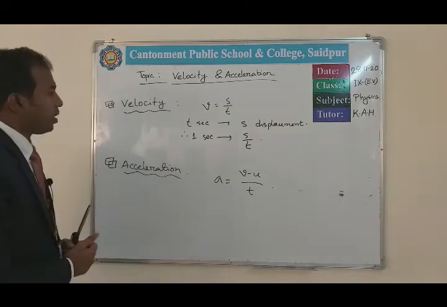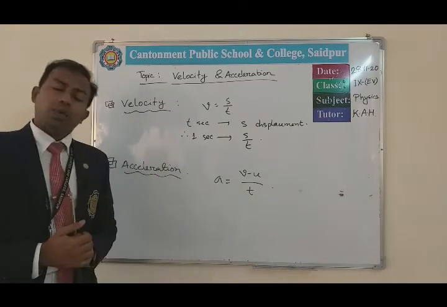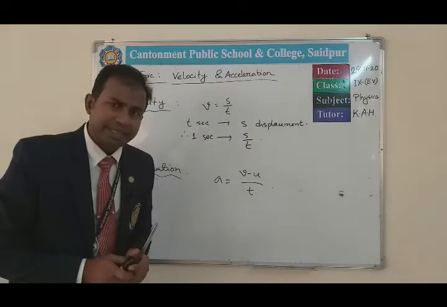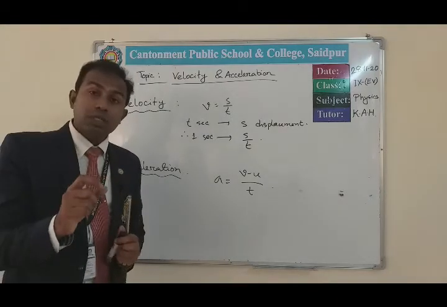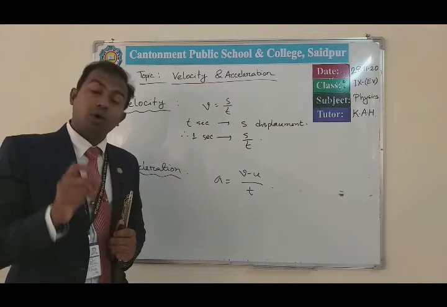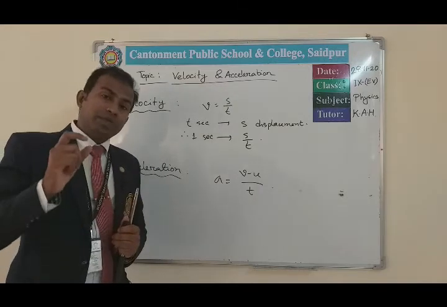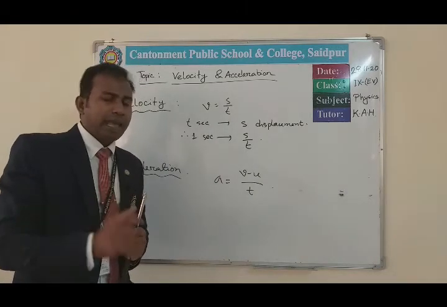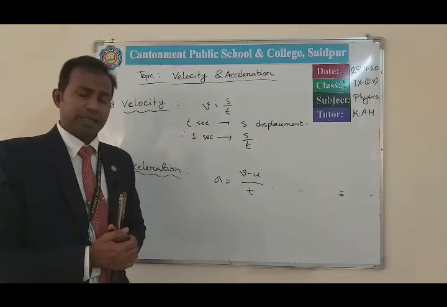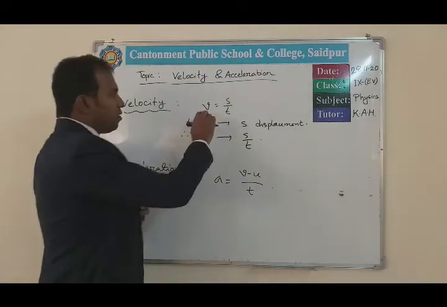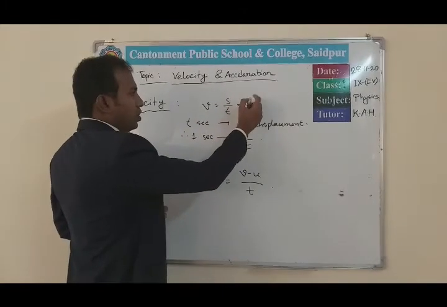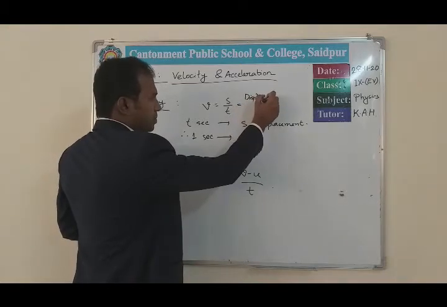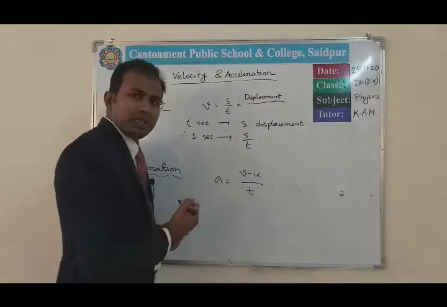Now my dear students, the unit of velocity is meter per second. All students can find out the units and dimensions of any physical quantity. Let's have a look. We have learned V equals S by T. S means displacement, and T means time.